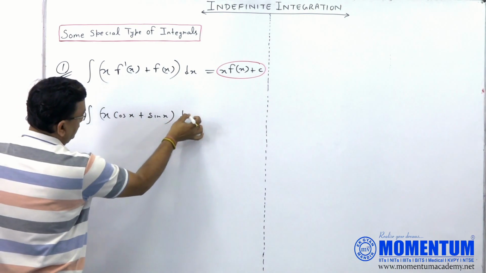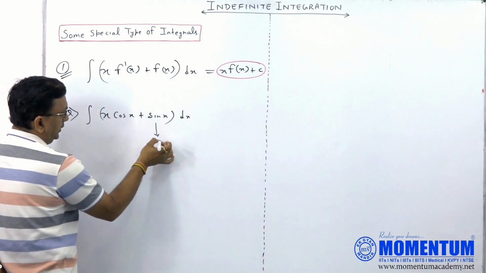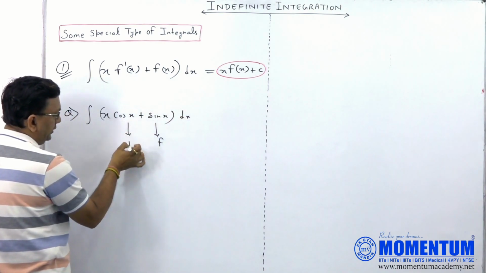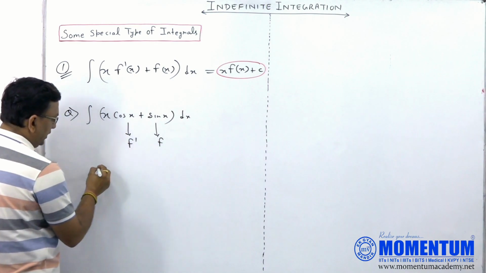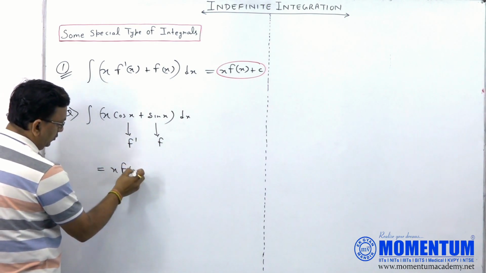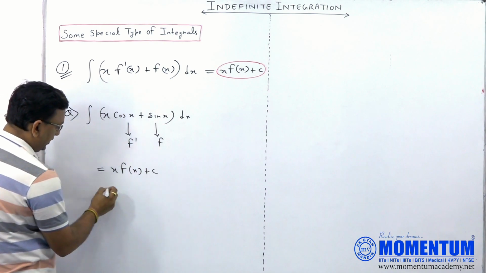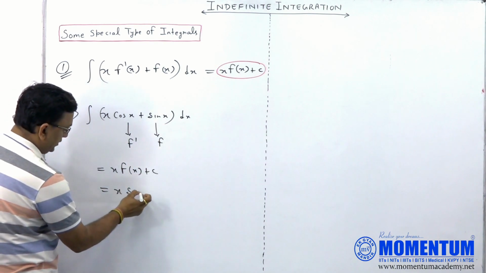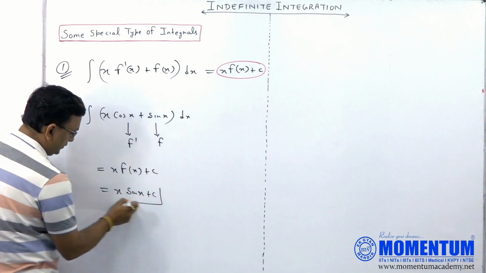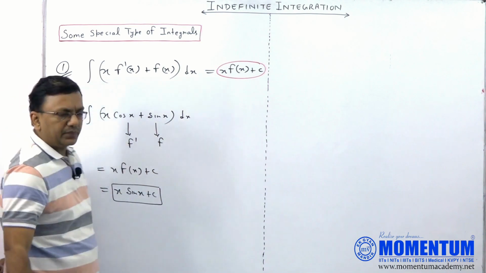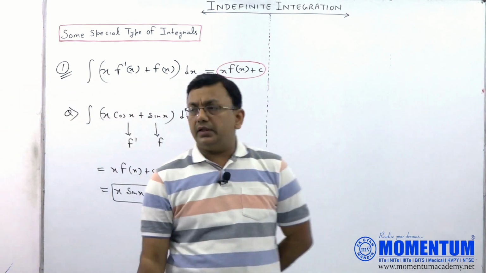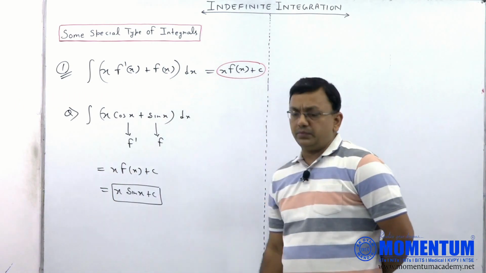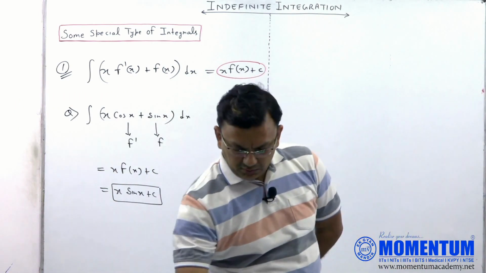Now, if I call it f, then it is clearly f dash. So, what should be the answer? X into f of x plus c, that means x sin x plus c. Getting it? So, our answer is x sin x plus c. More problem.